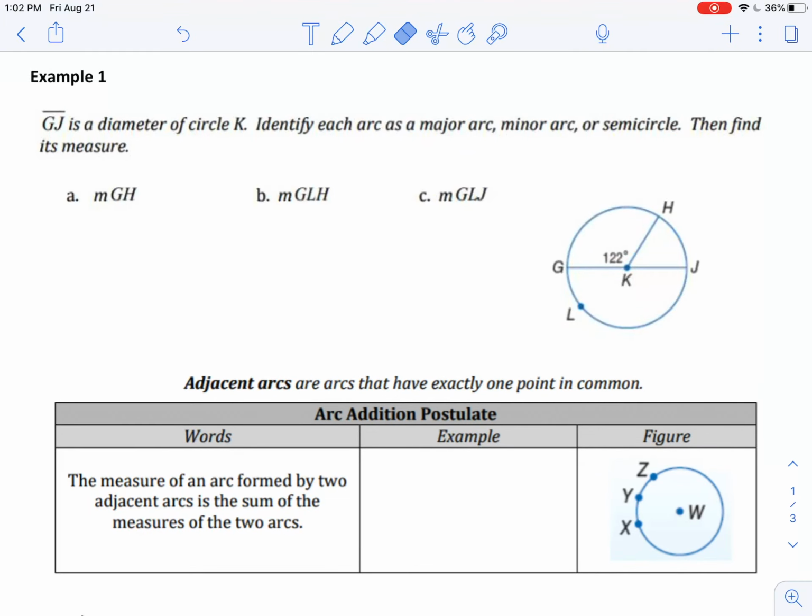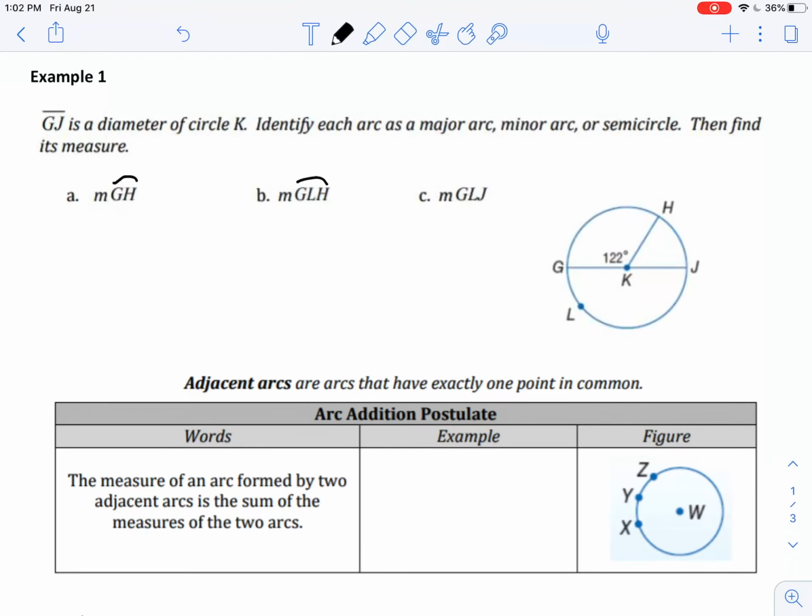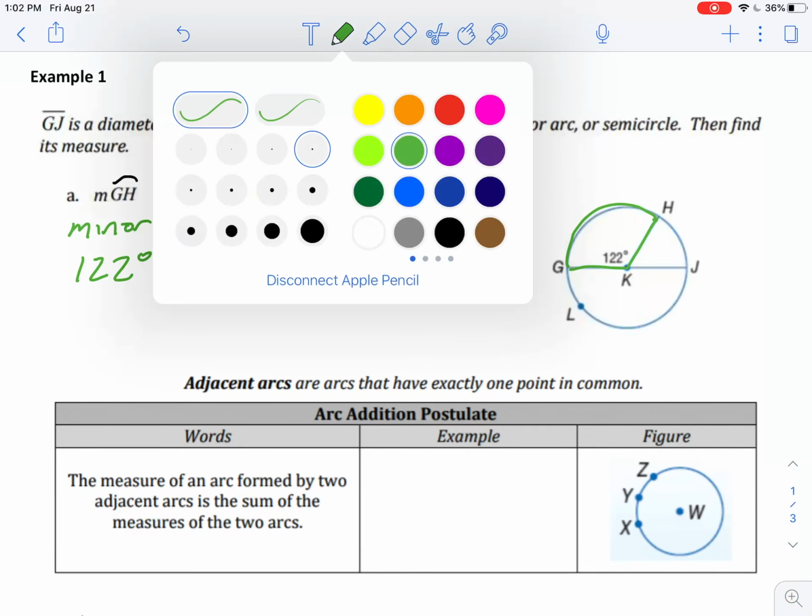Example 1, GJ is the diameter of circle K. Identify each arc as a major arc, minor arc, or semicircle, and then find its measure. They should actually put little arc symbols up above here. Let's see, the measure of arc GH. GH is this arc. So this arc subtends this central angle of 122. So first, this is a minor arc because it's less than half a circle, and it's 122 degrees.